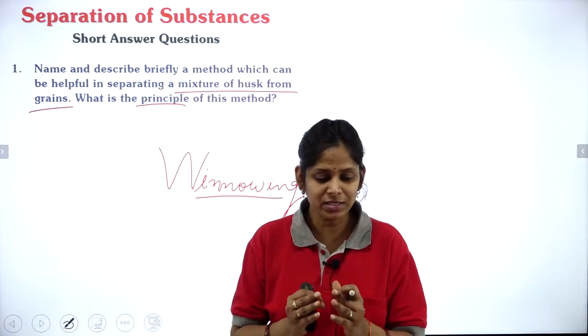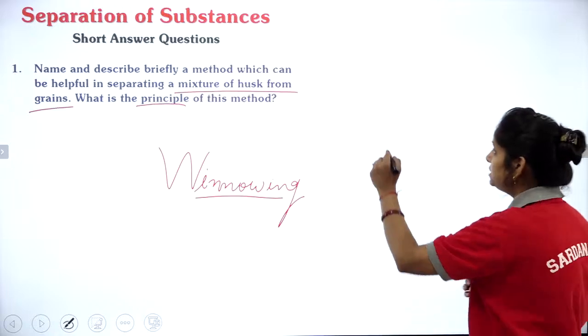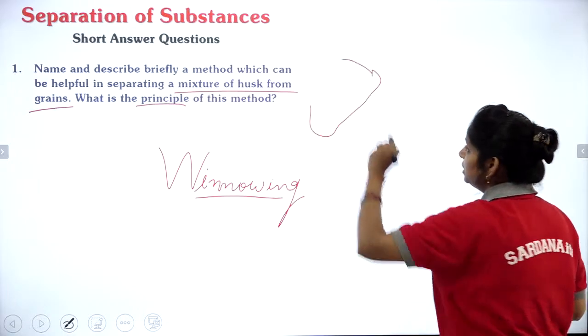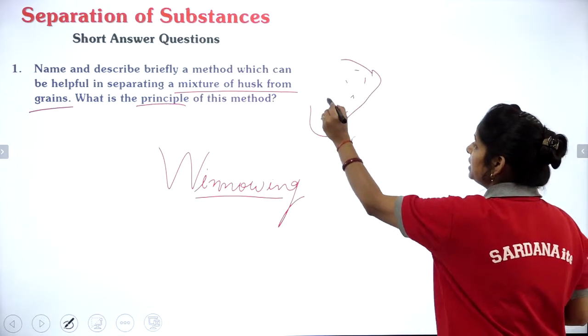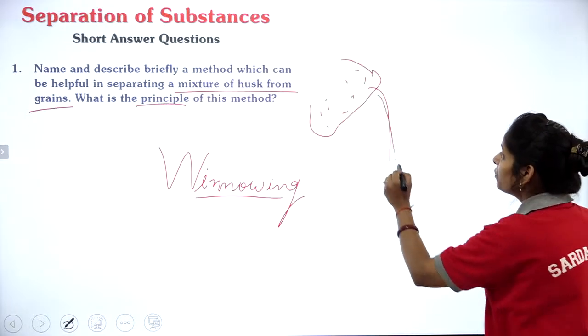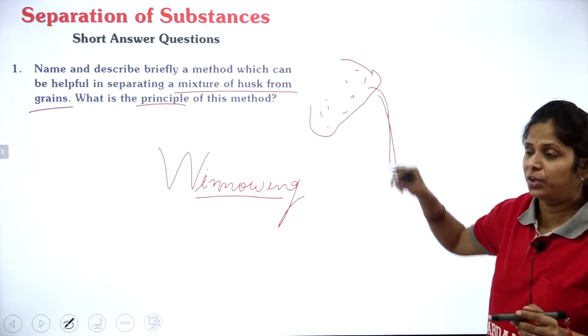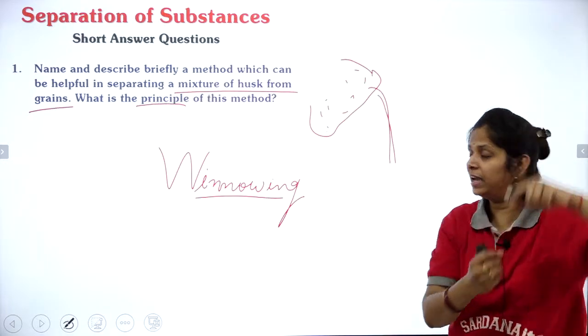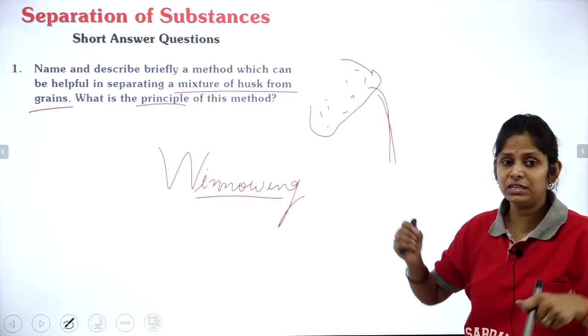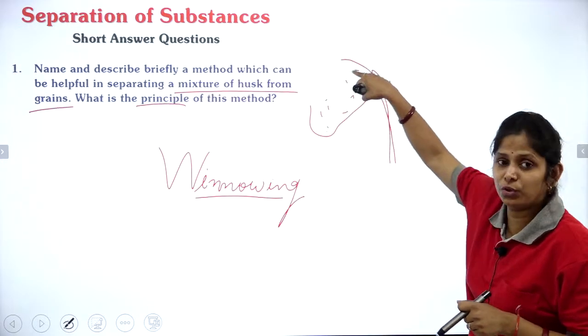So what happens in this method? This mixture is allowed to fall. You can see here, suppose this is a basket, and the mixture is there. This mixture is allowed to fall from a height by shaking the winnowing basket. It is done in this way. Clear? So it is continuously shaken now. That's why it is called shaking the winnowing basket.